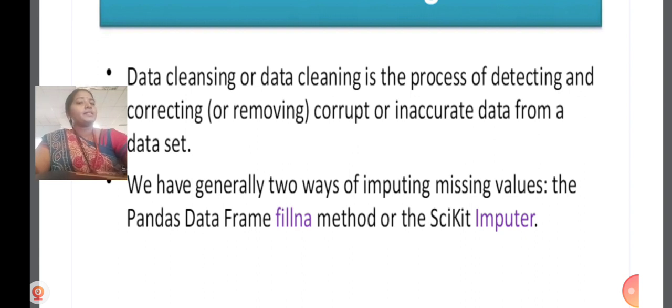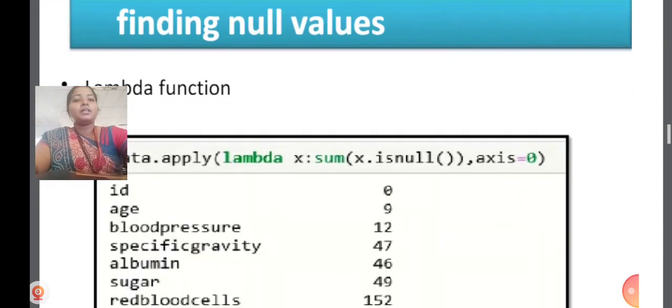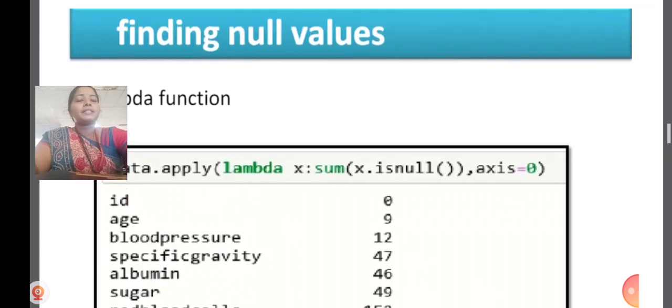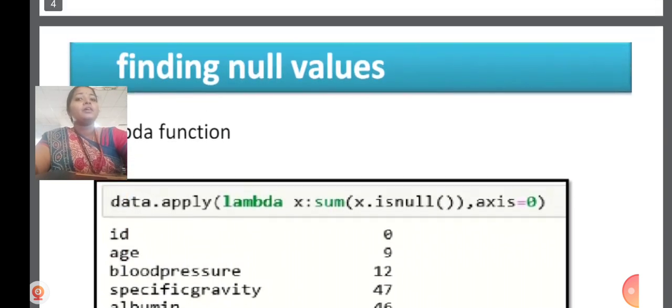One is the fillna method, which belongs to the pandas data frame. The other one is the scikit imputer. These two methodologies are used to cleanse the data, that is, to filter the data. The unwanted data are removed by these methods. Then the lambda function is applied here. What is the lambda function? data.apply(lambda x: sum(x.isnull())).